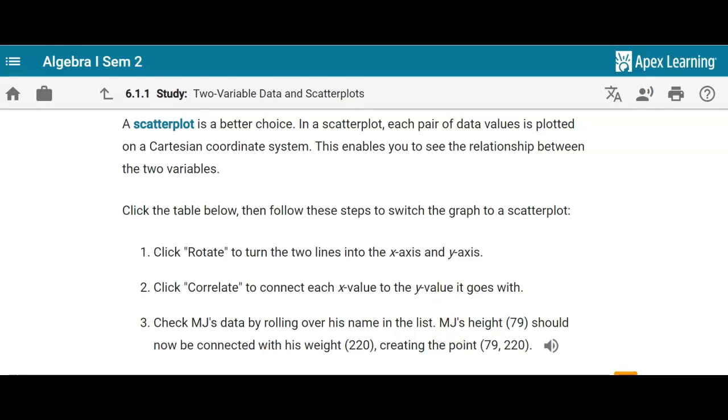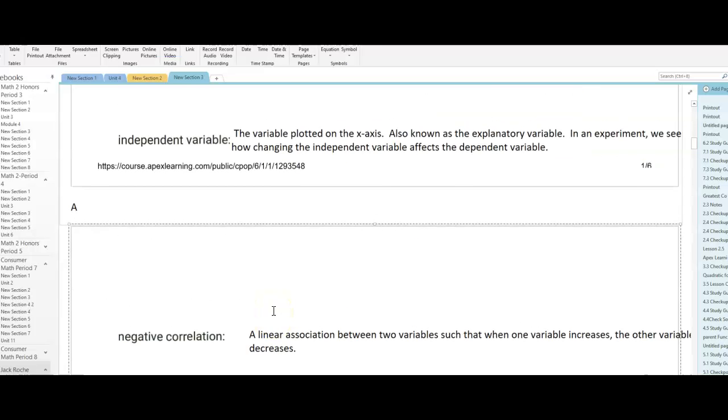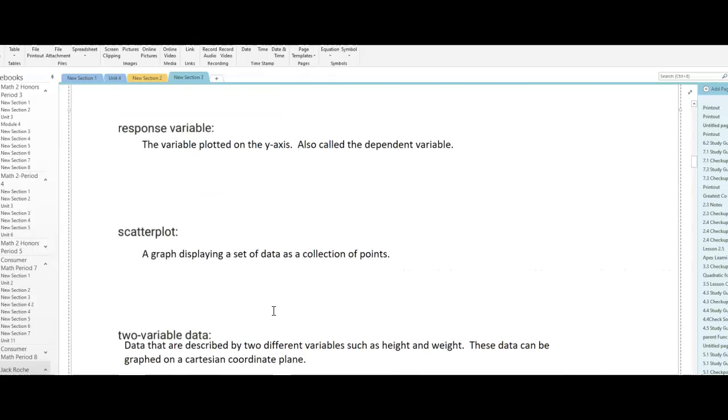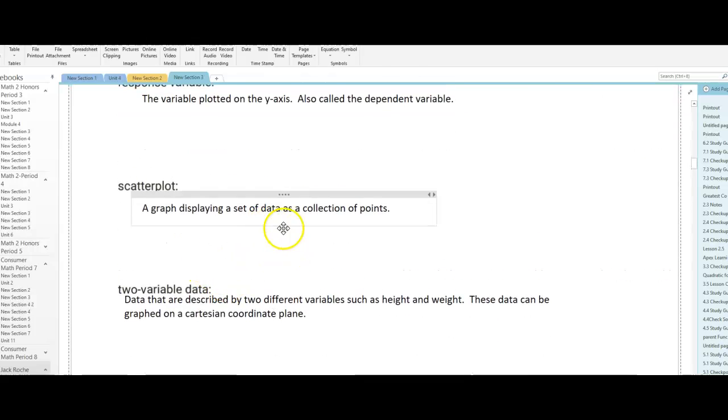And if we go to our definitions here, I would pause and write these down, but a scatter plot is a graph displaying a set of data as a collection of points. So it's basically taking a bunch of points and plotting them on a coordinate plane. Okay, now this two variable data that we're talking about is basically data that are described by two different variables, such as height and weight. These data can be graphed on any coordinate plane.